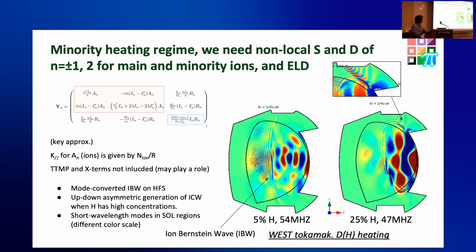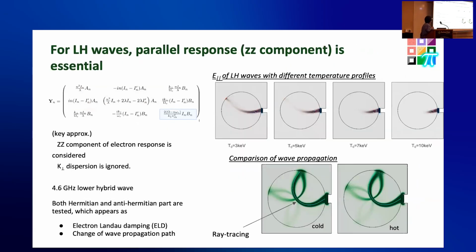These are so-called ion cyclotron waves. Now, these are different waves, called lower hybrid waves, where only this term, the thermal response of electrons parallel to the magnetic field, is important. Again, these are 2D simulations. The wave is launched from here and propagates this way. With different temperatures of 3, 4, 5, 7, and 10 keV, you can see that as temperature goes up, the plasma starts to absorb more power quickly, so the wave penetration becomes smaller.